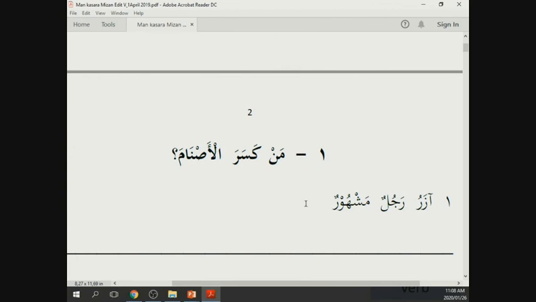Okay. Bismillahirrahmanirrahim. So what we did last week is we started off with this book, Man Kasara al-Asnam. What does it mean? Man Kasara means who broke the idols. We started translating this story using our vocabulary lists, and that's what we're going to continue to do today. But before we move on to some group work, I want to check what we did last week. So we're going to read it together, see how we had it translated, and then move on from there, inshallah.